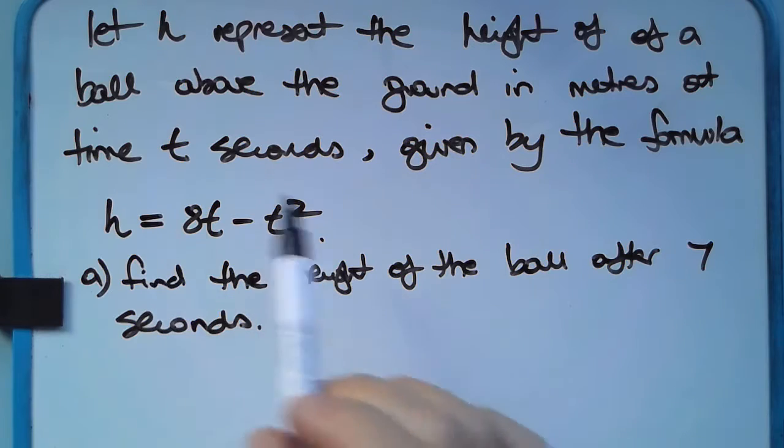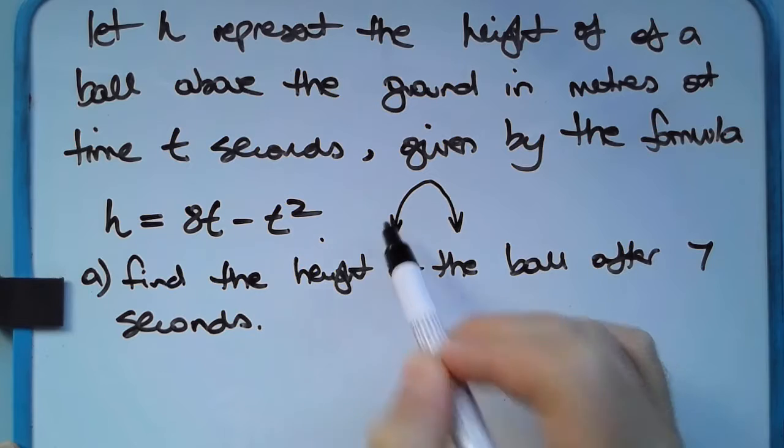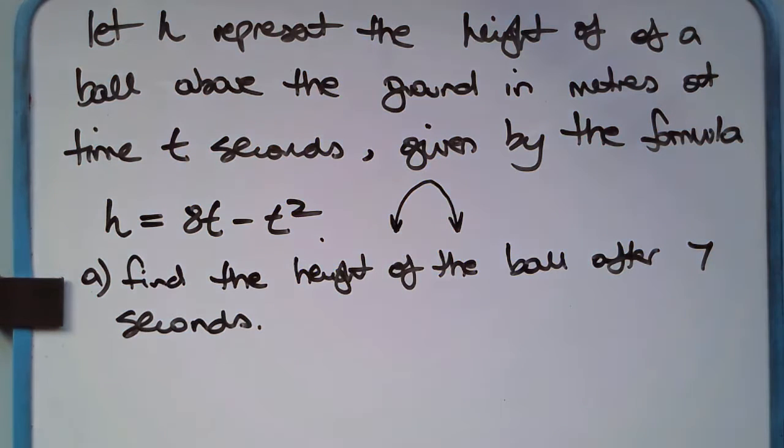Now, if you were to graph this, it actually forms a parabola. We haven't done graphs yet, but when we do that topic, we'll look at this in more detail, and we'll look at it graphically as well. Anyway, part A: find the height of the ball after 7 seconds.